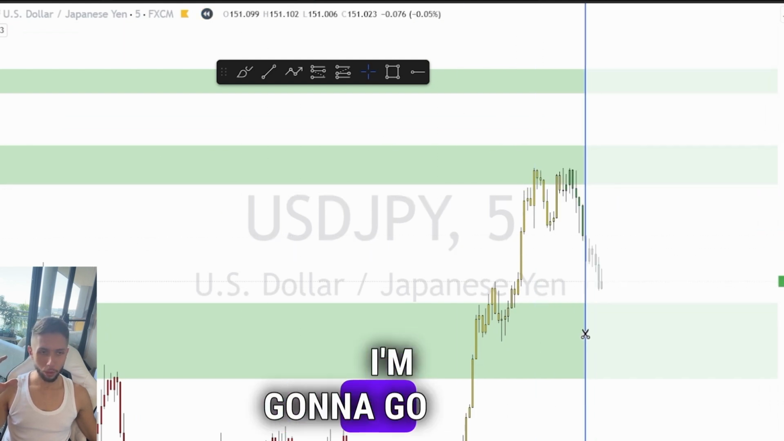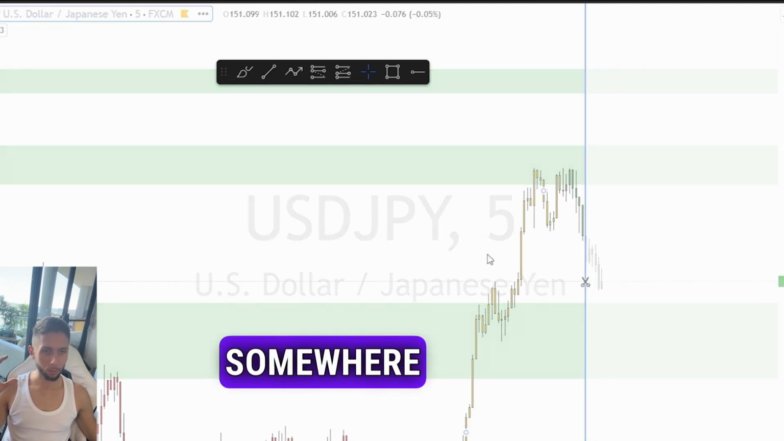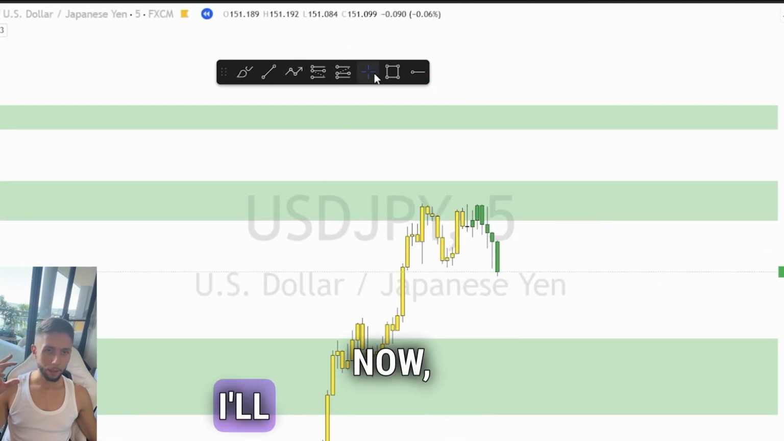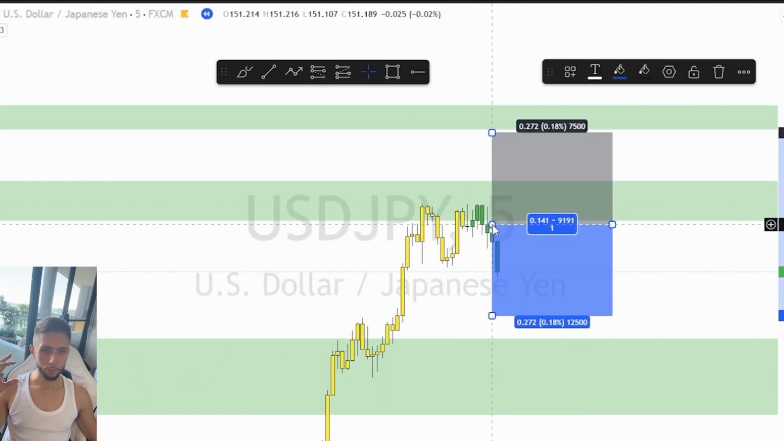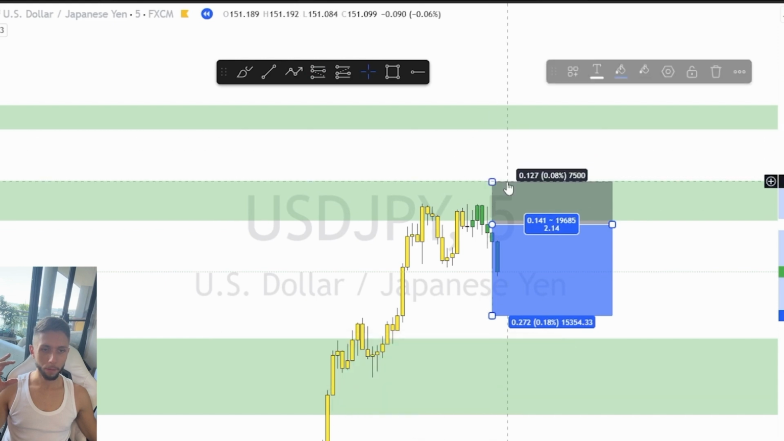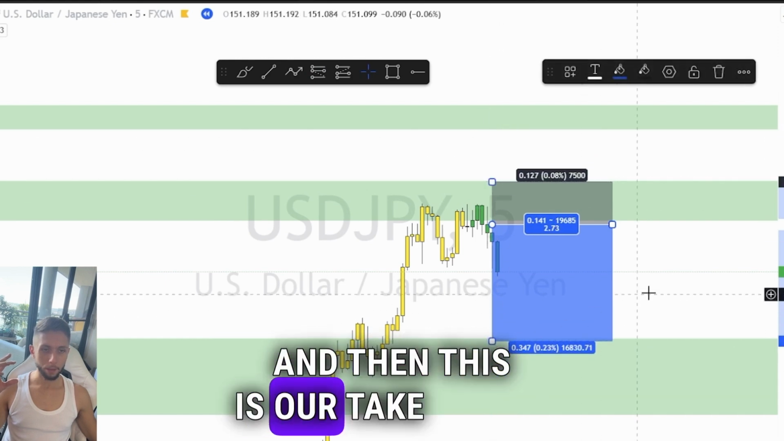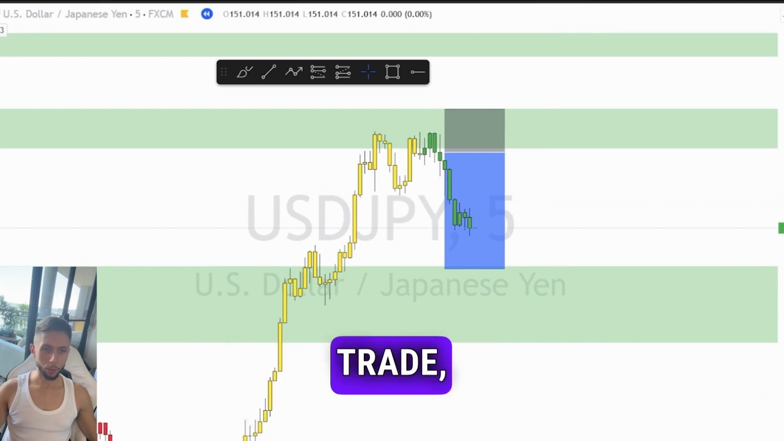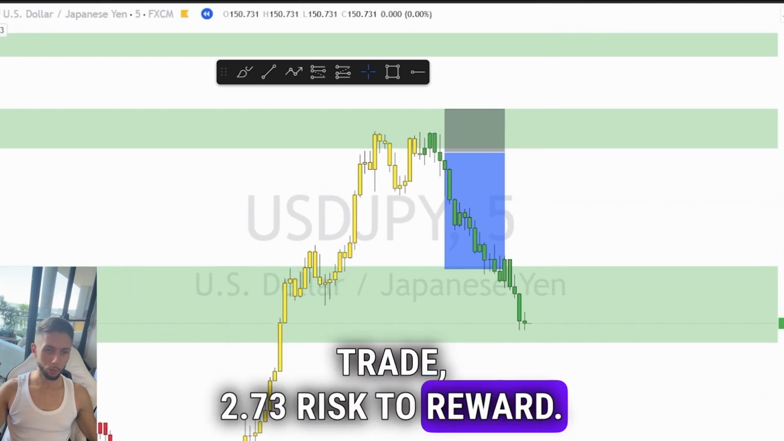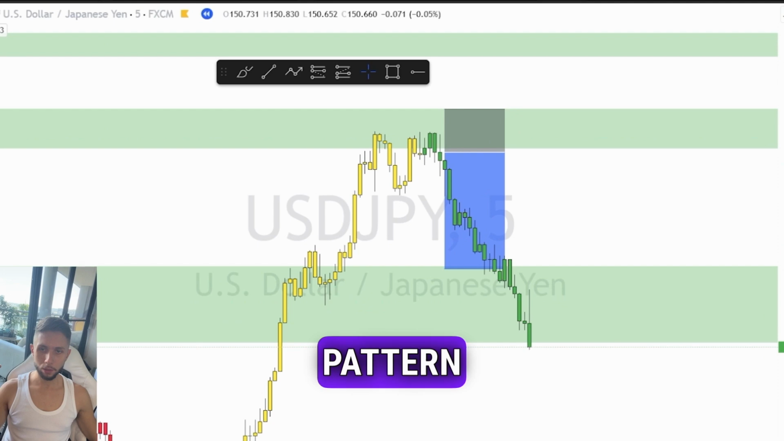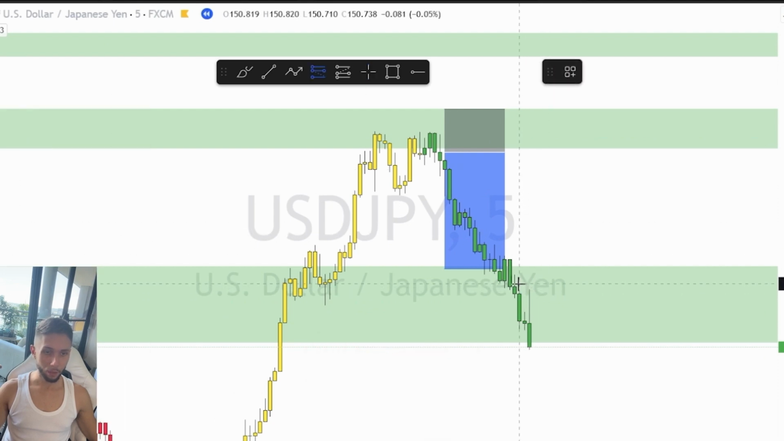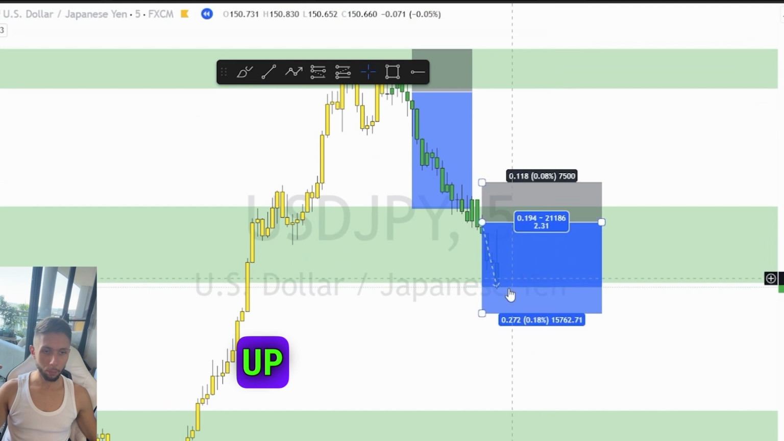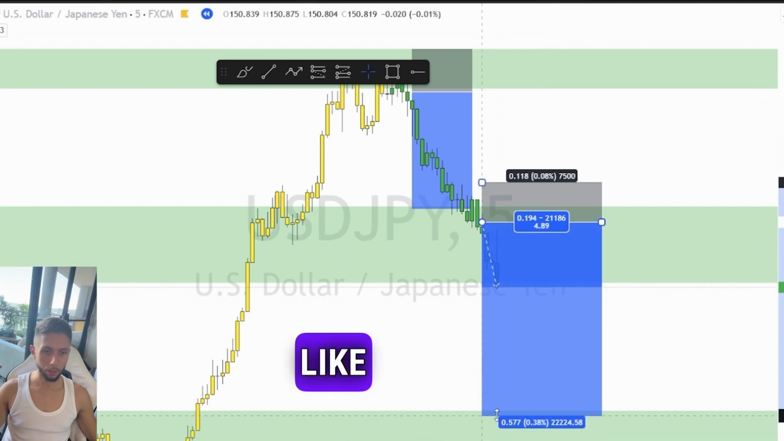I'm gonna go back in here because the pattern is somewhere around here on that zone. Now I'll put the position roughly around here, and then this is where I'll take profit, right? To the next zone. This is one trade, 2.73 risk to reward. Now here we got another pattern again, so we could do another trade up until the next zone, easily.